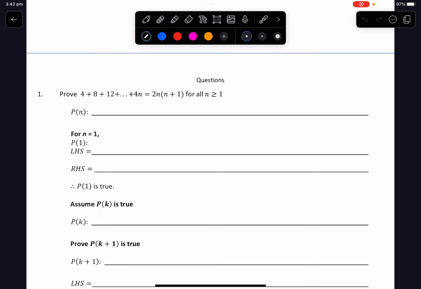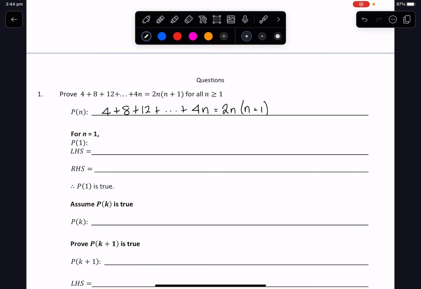My P of n statement is just my proving statement that I've written there. So 4 plus 8 plus 12 plus all the way up to 4n, and that is equal to 2 times n times (n plus 1). So that is my P of n statement.